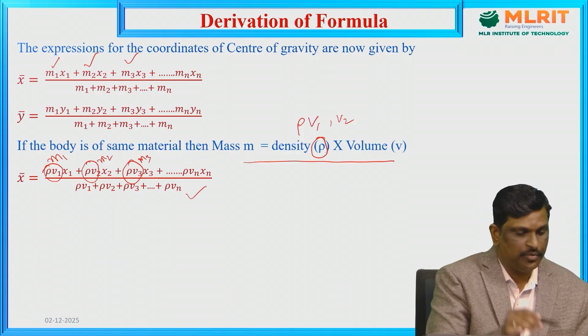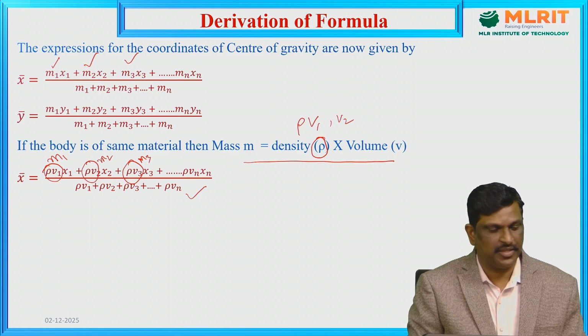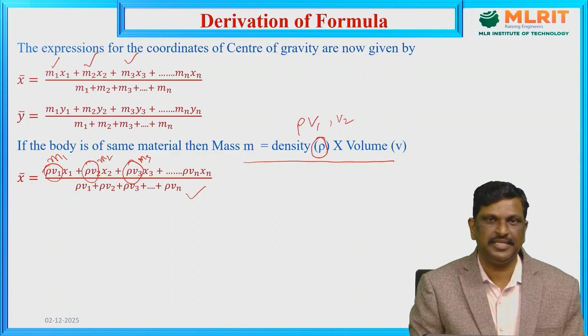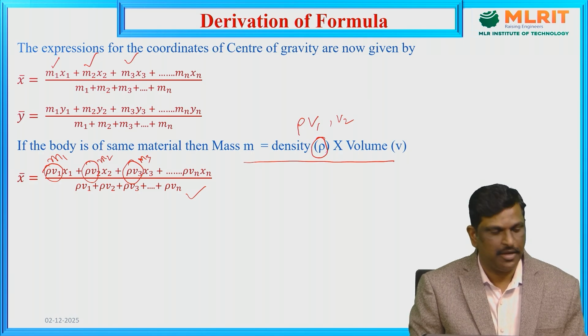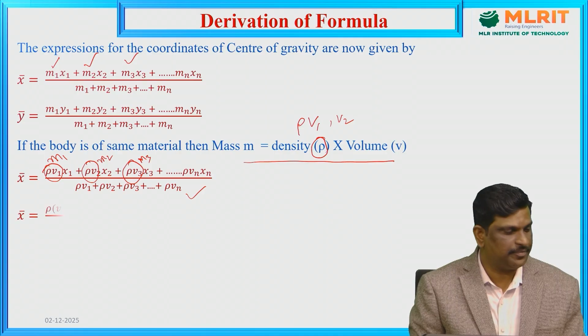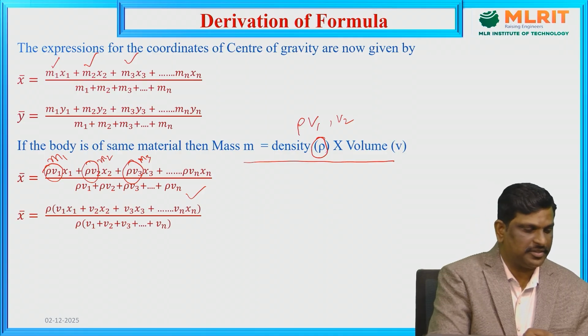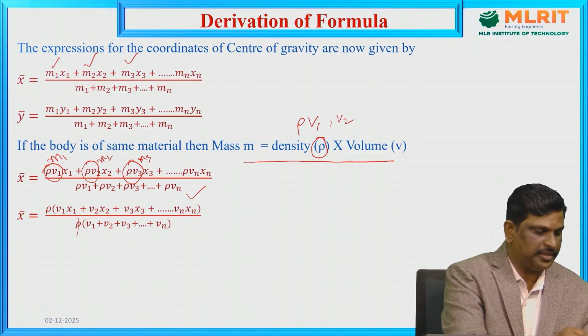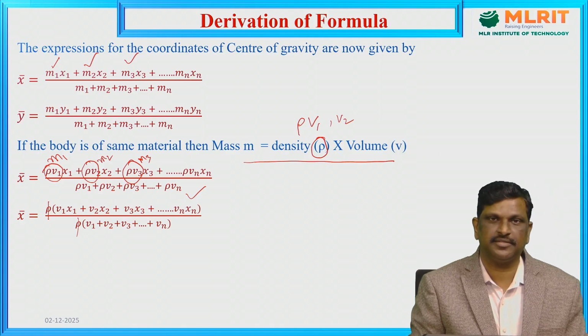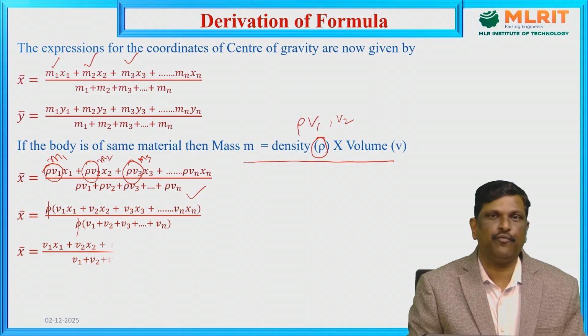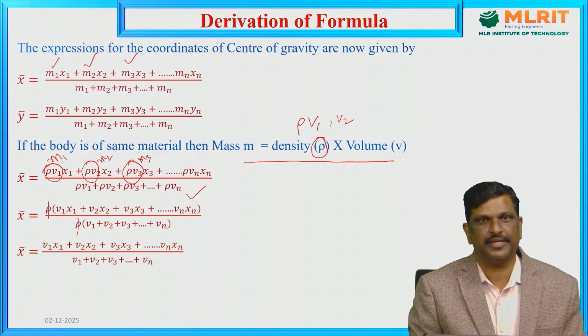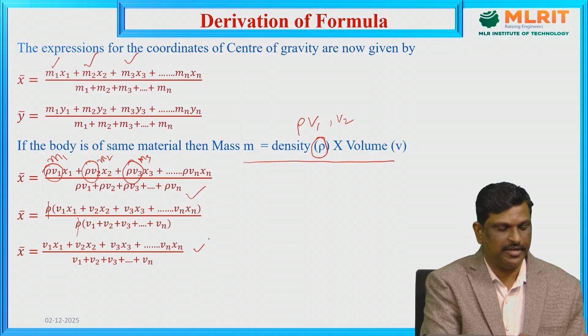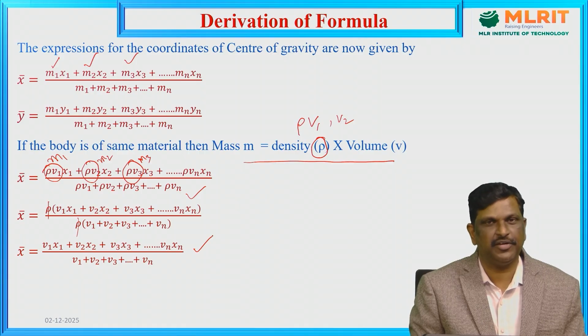Right. Now again in this equation, the density rho of the material is same and constant in both numerator and denominator. Now take it out and cancel. The rho is taken common in both numerator and denominator, and it is cancelled. Now the final equation is x bar is equal to v1 x1 plus v2 x2 plus v3 x3 and so on, divided by total volume or sum of individual volumes.